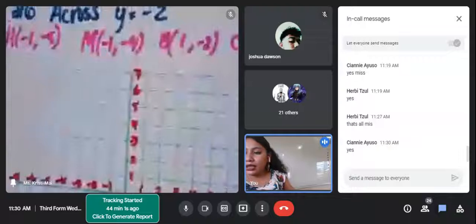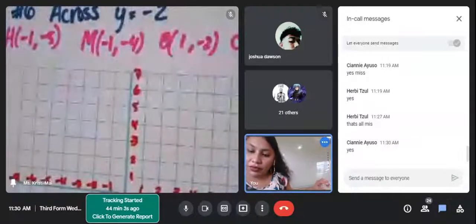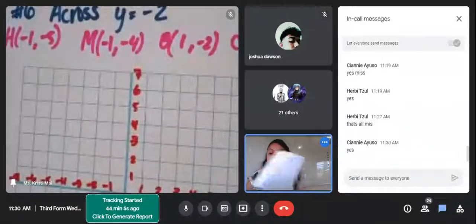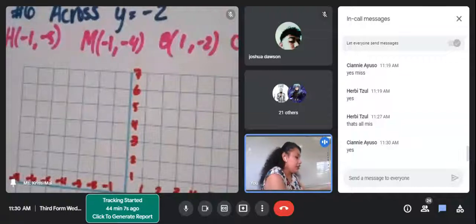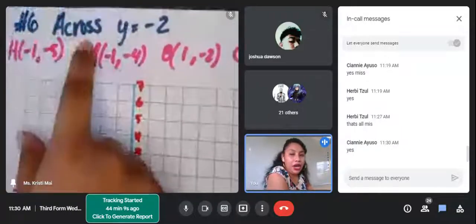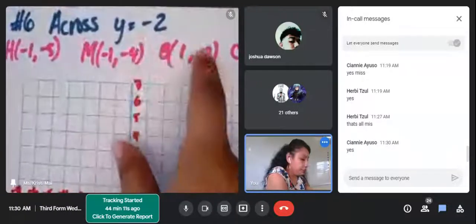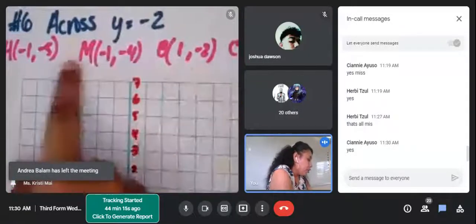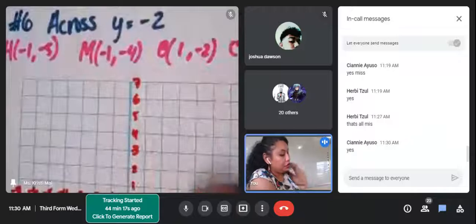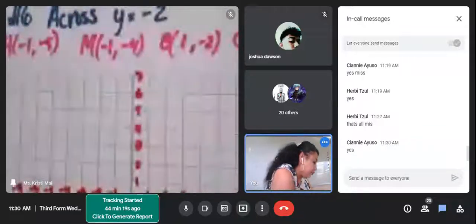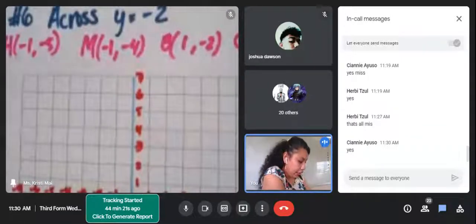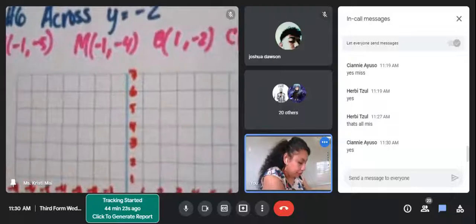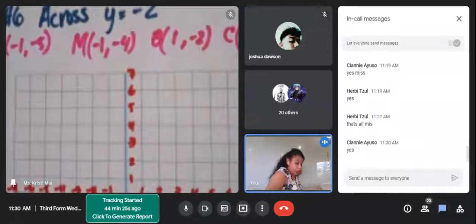So then number 6 is the last question for the activity. It says reflect across y is equal to -2, and it gives you H, M, B, and C. So you need to draw the original image and then do the reflection. All right? So let's go ahead and draw the original image.